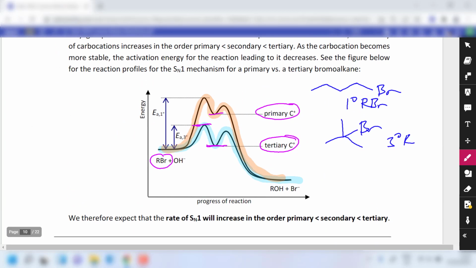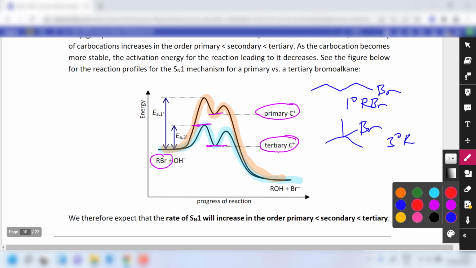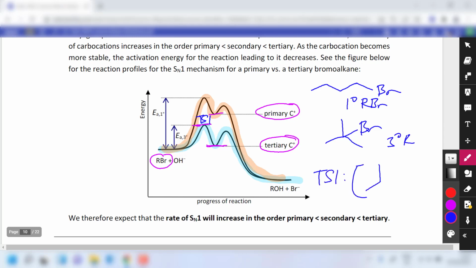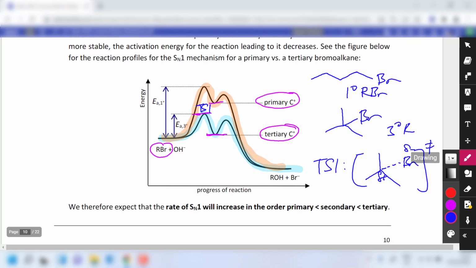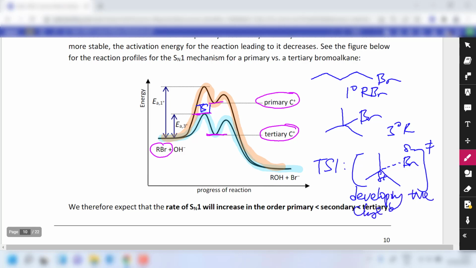Okay, so that means that for this particular transition state, which I'm going to write in blue, I just call this TS1. Okay, so for TS1, it will look like this, dot, dot, dot, dot, Br. Okay, this is a transition state. And you'll notice that this transition state has a developing positive charge at the tertiary carbon. So I'll just write developing positive charge at the tertiary carbon.